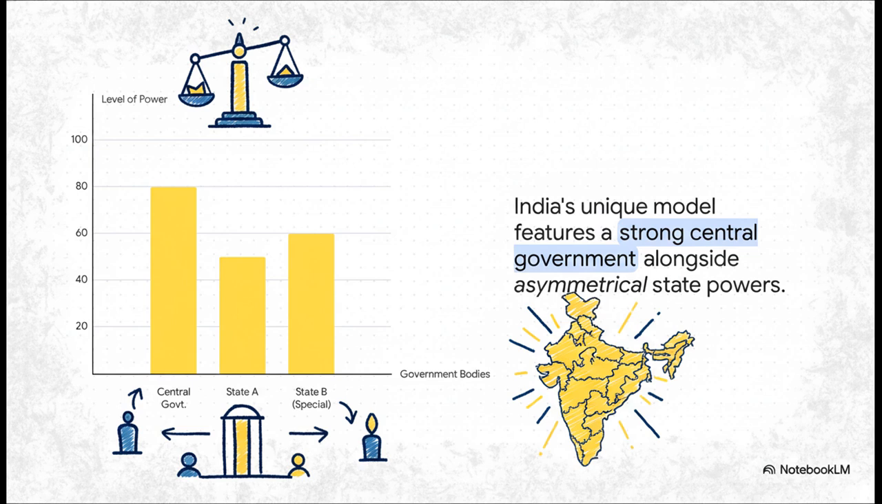That strong center is pretty clear, but you might notice something else here. The state powers aren't all equal. This points to a really key feature called asymmetrical federalism. All that means is that not every state has the exact same deal with the central government. For instance, some states, particularly in the Northeast, have special provisions built in to protect their unique cultures and histories. It's another layer of flexibility baked right into the blueprint.